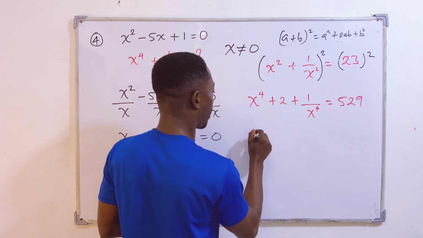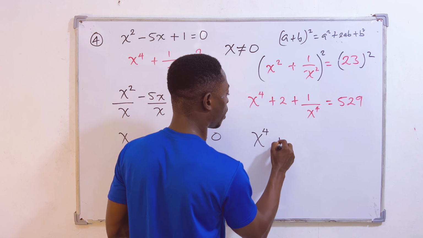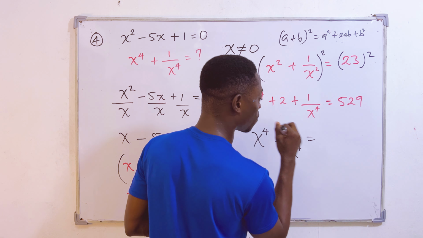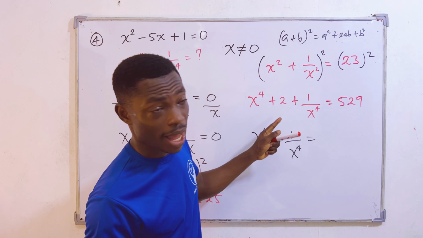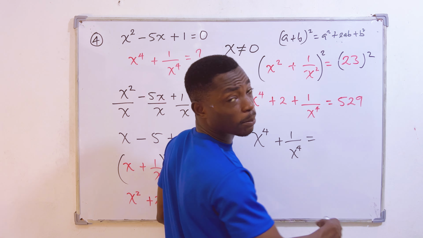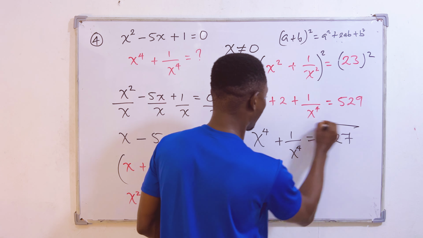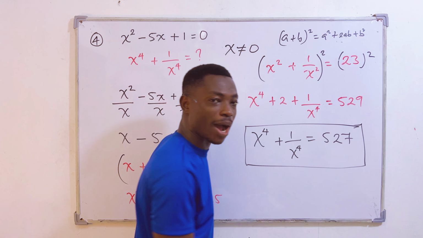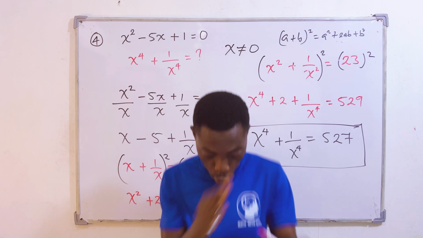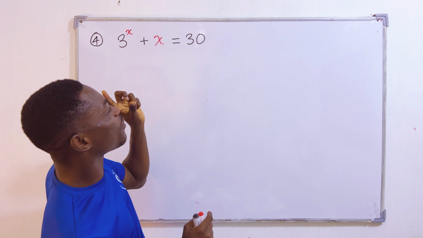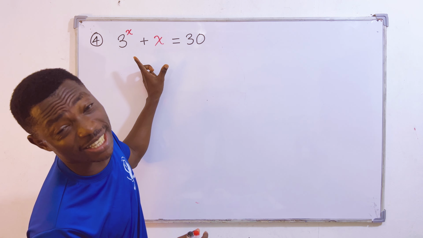Cool. So we have x to the 4th power, then plus 1 over x to the 4th power. And this is equal to, remember, we are subtracting 2 from both sides. So 5 to 9 minus 2 is giving me 5 to 7. And that is pretty much it for level 4. So we are in the last level, which is level 5, which is pretty difficult.